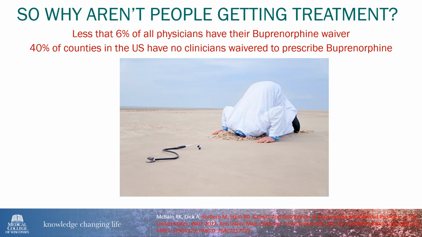So we know that mass incarceration is ineffective. We know that medication can really help patients with substance use disorder. So why aren't more people getting the treatment that they need? Well, if you look at the stats, it's pretty clear. Less than 6% of all physicians in the country have a buprenorphine waiver. And around 40% of counties in the US have no doctors that are waivered to prescribe buprenorphine. And this is even after the recent administration made it easier for people to obtain their buprenorphine waiver.